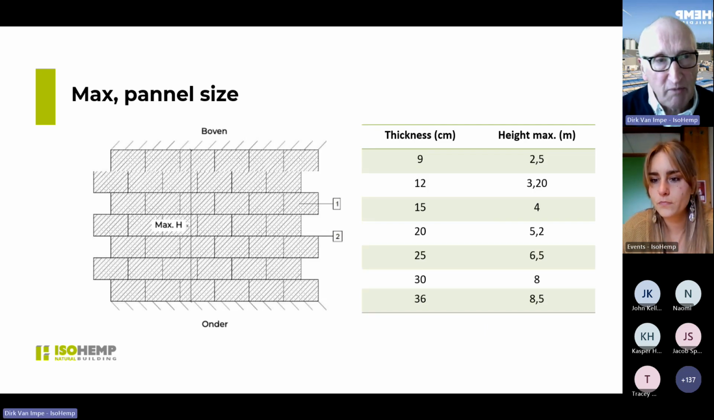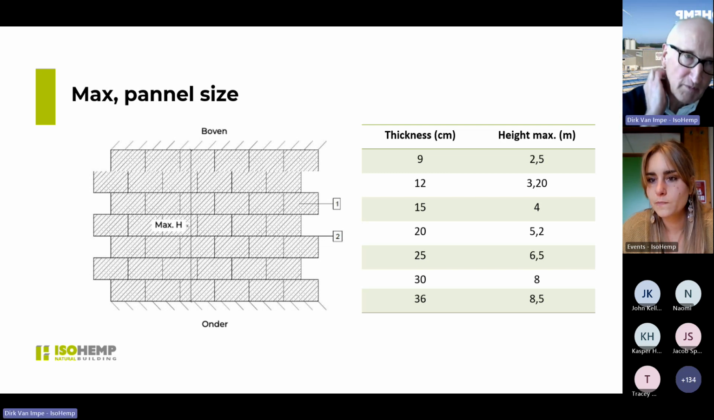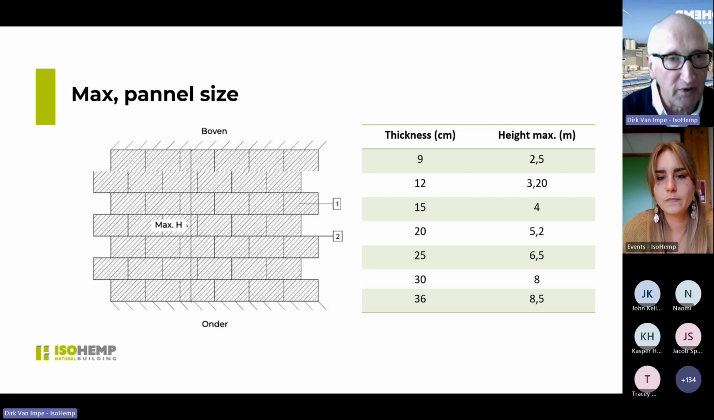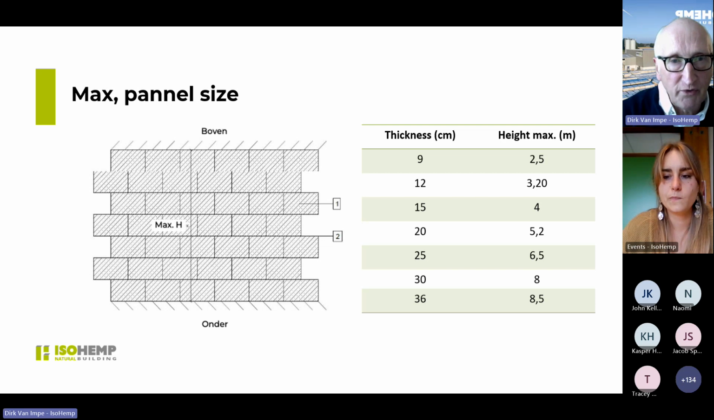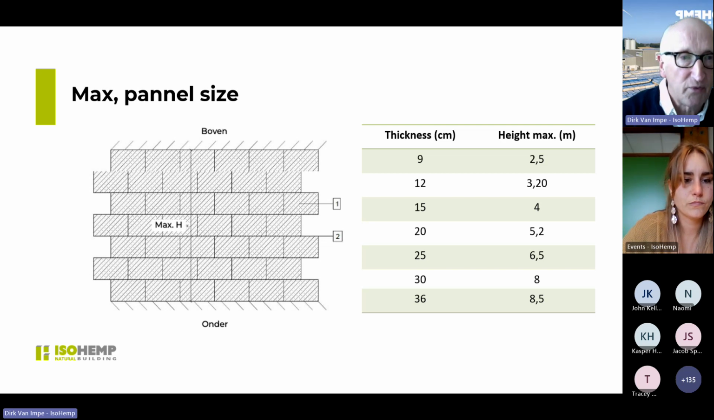This leads us to the maximal panel size. This is the maximum free height, not load bearing, but the maximum self-supporting panel size. So for the 9 centimeter blocks, it's only 2.5 meter. For the 36, you can go up to 8.5 with the connection above and under. This is the maximum panel size.